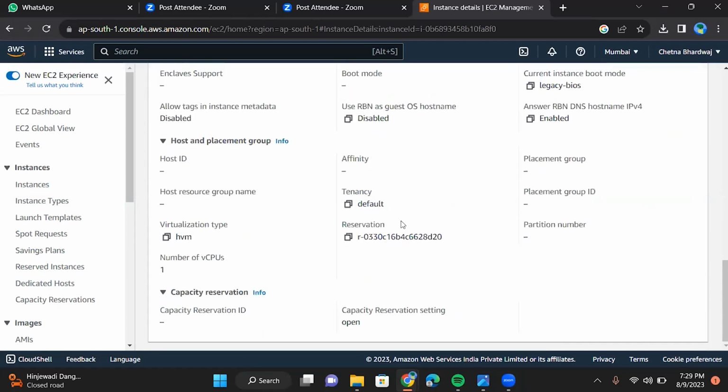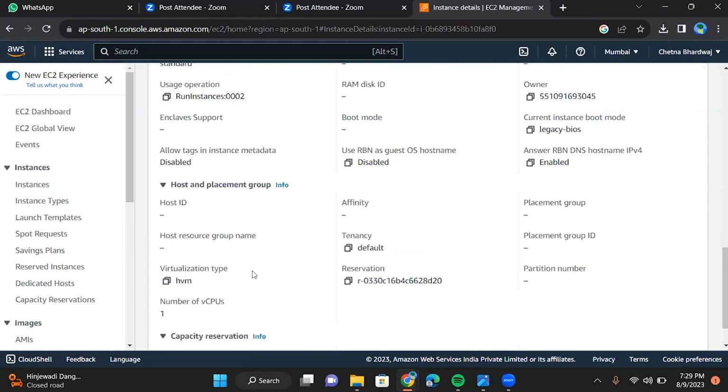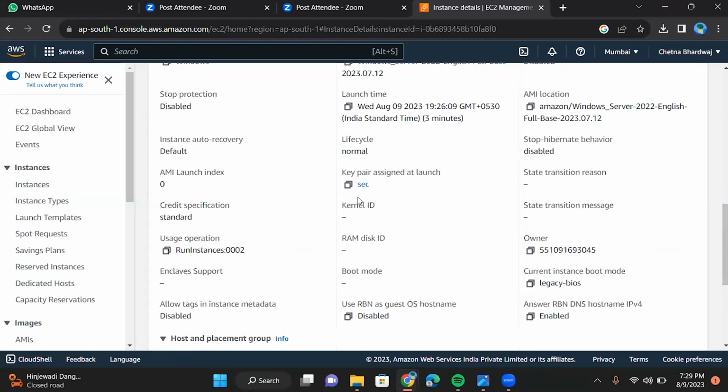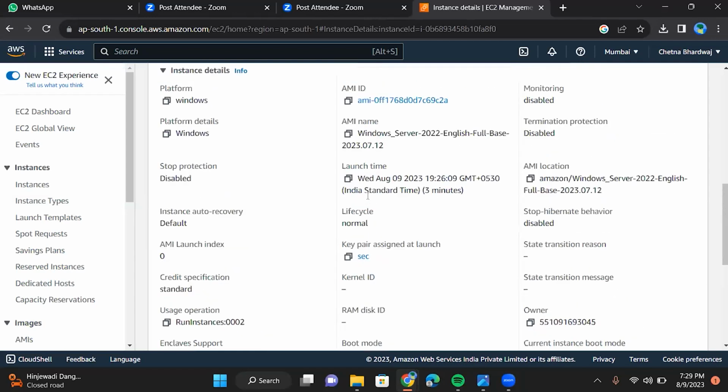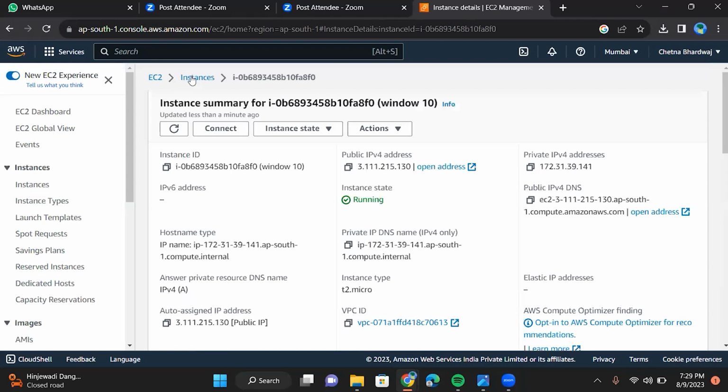Check the number of CPUs. It is showing that we only have one CPU running right now. The key we have right now with us is the security key. So let me show you what is the purpose of this key that we have generated.